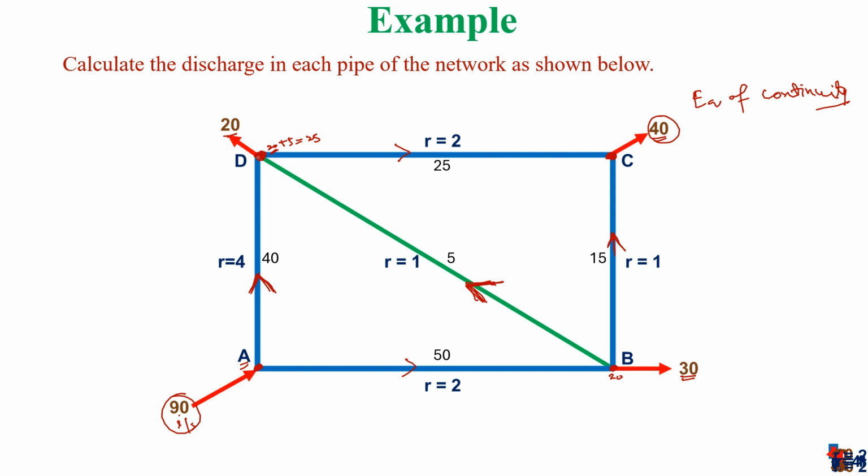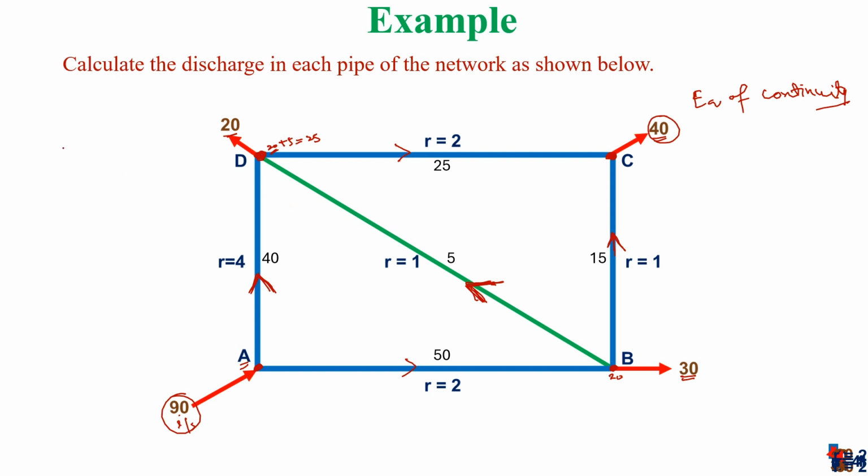At this D point, we have two incoming flows, 5 and this 40, making 45. 20 is going this way and 25 this way, so 25 plus 20 is 45. At this C point, 15 is coming from this direction and 25 in this direction, and 40 is going out. At B, we have 50 coming in, 30 is going out, 5 is going in that direction, and 15 is going in this direction. So 15 plus 5 is 20, and 20 plus 30 is 50. So it is following the equation of continuity.